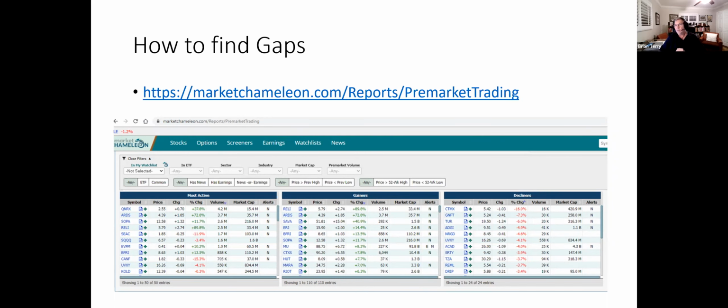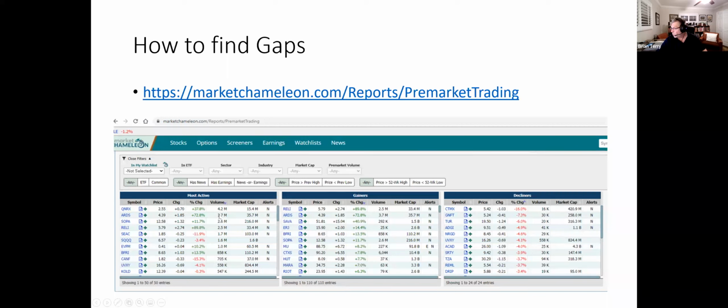And there's a pre-trading tab that comes out every morning, I think around 8:30. If you go too early, there won't be anything in there. So at about 8:30, you go to the tab that says reports / pre-market trading, and you'll see all the stocks that gapped up or down that particular night. And you can also see the most active as well.